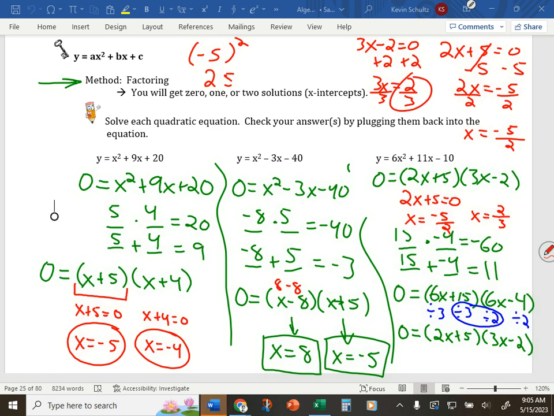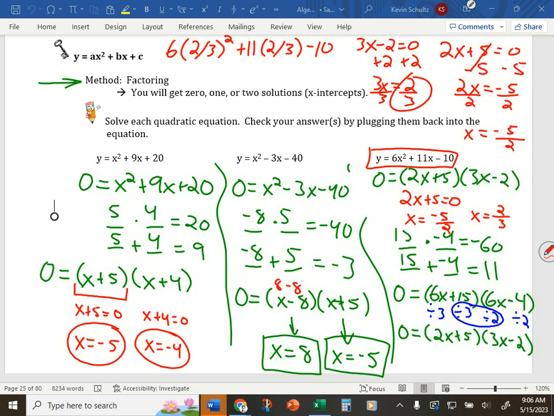Okay? Now these solutions can be checked as well, just as the other ones. If you want to plug 2/3 into this original equation in your calculator, you're going to put 6 and then 2/3 in parentheses, square it, plus 11 times 2/3 minus 10. You put that into your calculator exactly as it's written there, and it will equal 0.